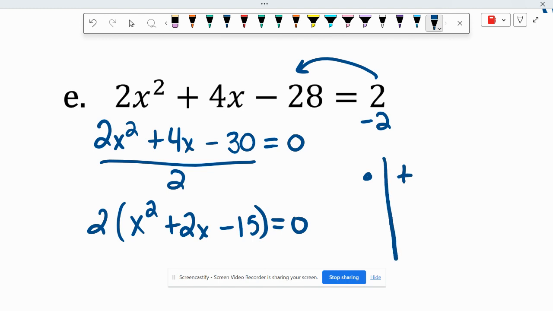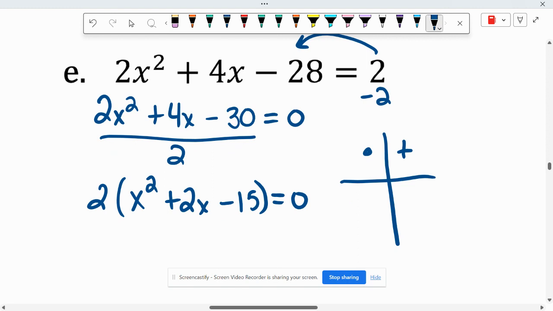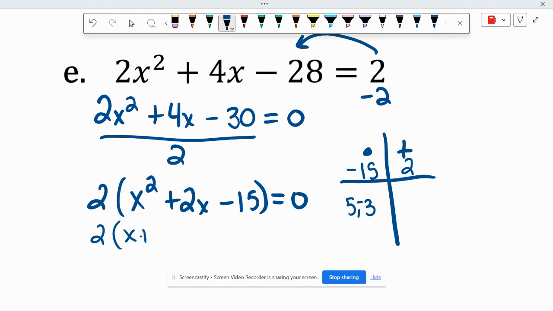Times plus chart. Remember, the factors that we choose are the factors that we use when A is 1. So let's see. What is my product that I'm looking for? A times C is negative 15. What is the sum I'm looking for? 2. I know 5 times 3 is 15. One of those needs to be negative to give me a negative 15. Which one's going to be negative so I can have a sum of 2? There you go. So 2 times x plus 5 times x minus 3.